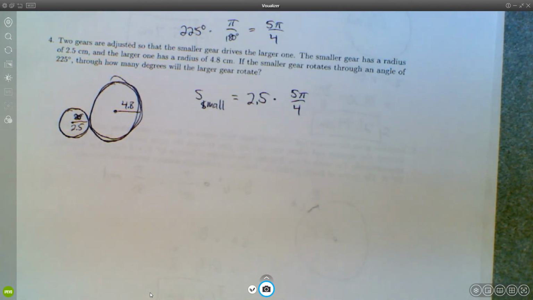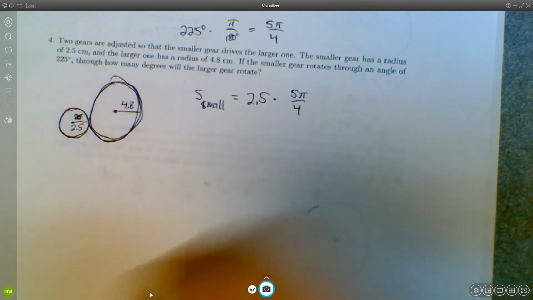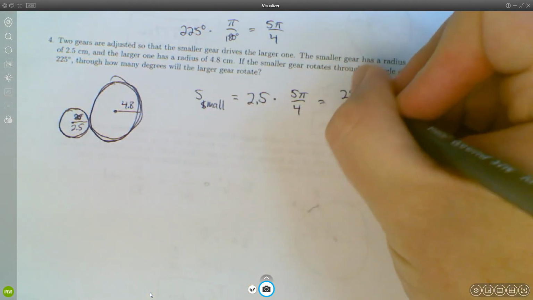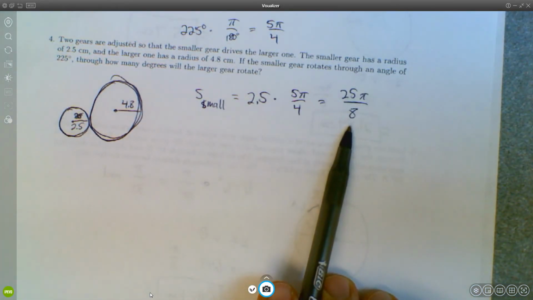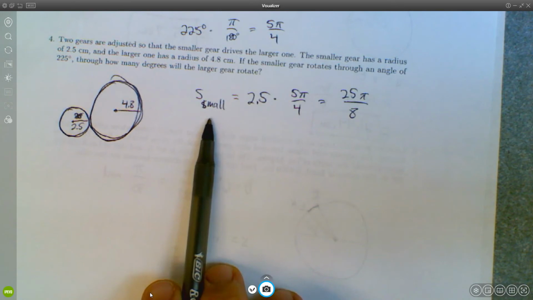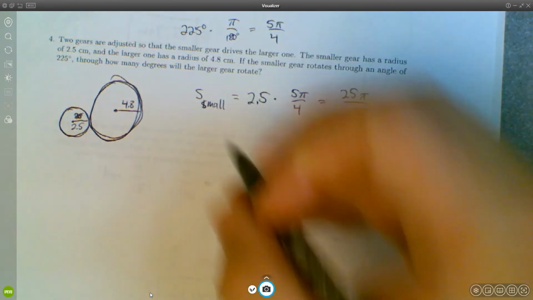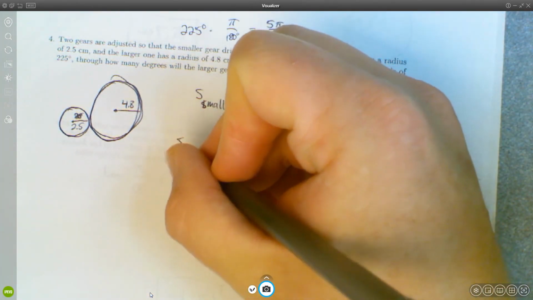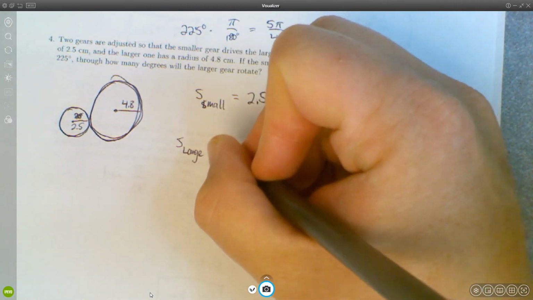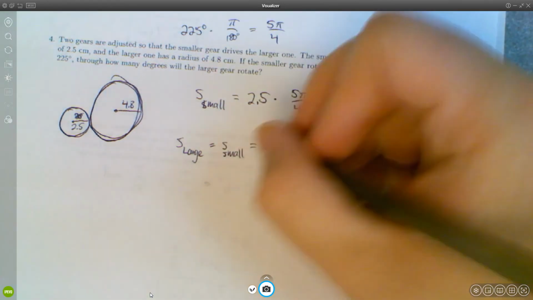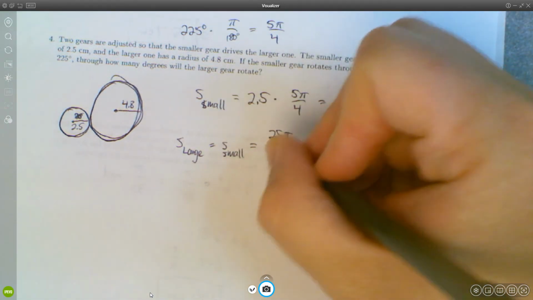Okay, and let's see, 2.5 times 5 is 12.5. So I'm really going to do 125 divided by 40. That gives me 25/8. So this is 25 pi over 8. Okay, so that's the arc length through which the small gear rotates. Well, the arc length through which the large gear rotates is the same. Small, that's 25 pi over 8.